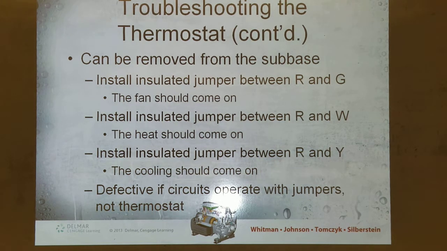Troubleshooting the thermostat, continued. The thermostat can be removed from the subbase. Install jumpers between R and G. The fan should come on. Install jumpers between R and W. Heat should come on. Install jumpers between R and Y. The cooling should come on. Defective thermostat if the circuit operates with jumpers, not with the thermostat.